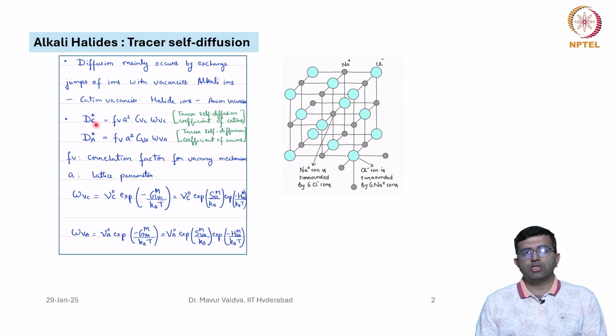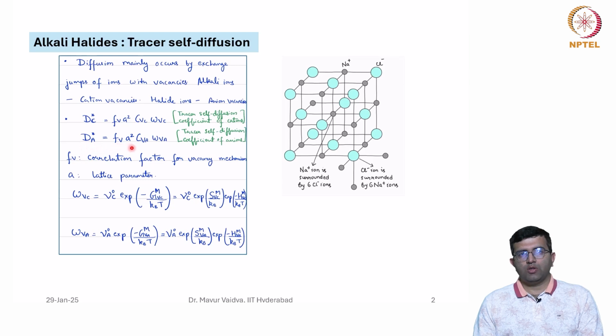So, the diffusion coefficient for the cations, D_C star, can be written as Fv into a square into C_Vc into omega Vc. This is the tracer self diffusion coefficient of cations, and D_A star can be written as Fv into a square into C_Va into omega Va, which is the tracer self diffusion coefficient of anions. So, Fv is the correlation factor for the vacancy mechanism. a is the lattice parameter.